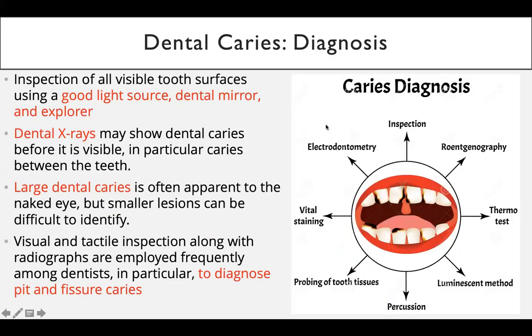And then we went for diagnosis. We can do it by inspection, electrodontometry, partial staining, probing of tooth tissue, percussion, elimination method, thermotest, and roentgenography. Inspection is done with a good light source, a dental mirror, and an explorer. Dental x-rays are used. Large dental caries can be seen with your eye because they are large enough. And then you can use visual and tactile inspection along with radiographs to diagnose pit and fissure caries.